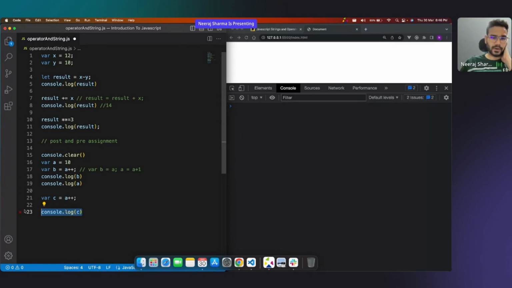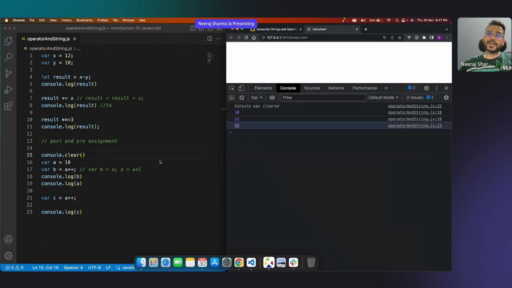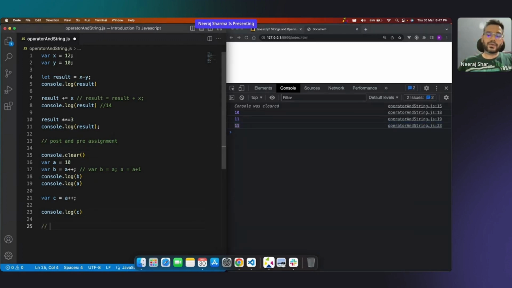Can I have some more answers on the chat? Save it. Let's see. So the output came as 11, right? Why did it come 11? Because a got assigned to c, then it got incremented. So what was a initially? 10, then it became 11, got assigned to c, so c is also 11, then a got incremented, right? This is our post.